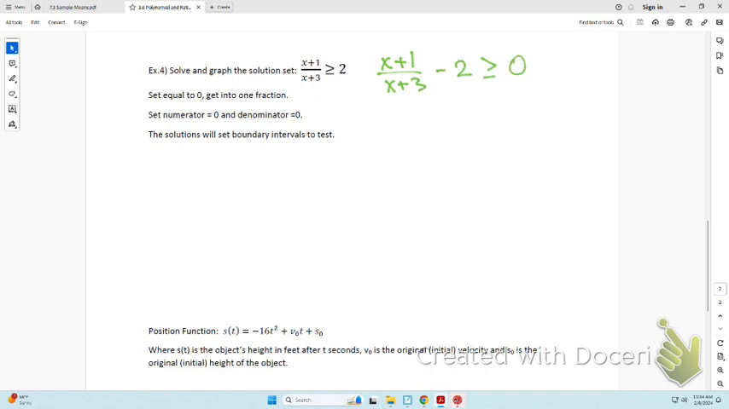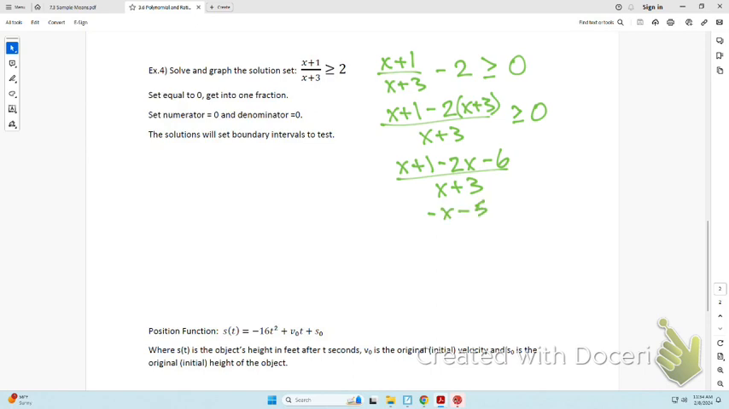And I need to combine the negative 2 with that fraction, so I need a common denominator. So if I multiply that 2 by x plus 3 and throw it in the denominator, then I have a common denominator. So now we have x plus 1 minus 2x minus 6 all over x plus 3. We have negative x minus 5 over x plus 3.